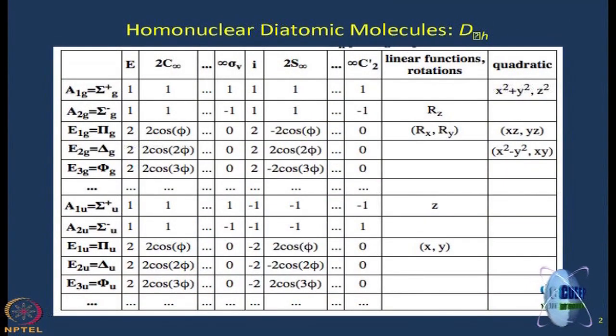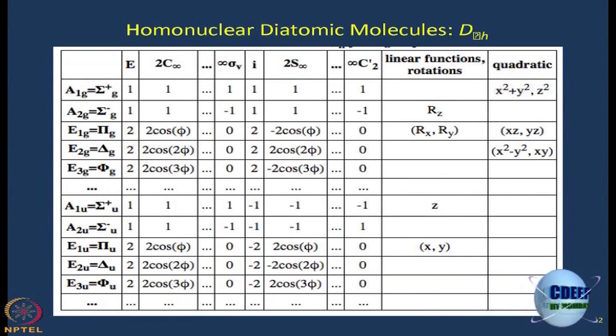Okay, so what are the characters? 1, 1, -1, -1, -1 everywhere else. Where is it? Oh, then it must be somewhere here, right? First of all, it has to be U, A1U. A1U is something we do not use, we use sigma U plus.